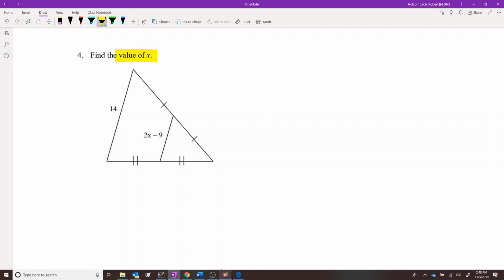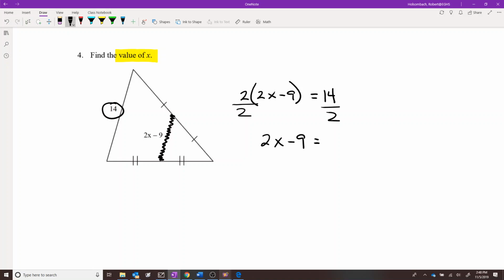Alright, we're finding the value of x in this problem. This segment right here connects two midpoints, so it's called a mid-segment. So two of your mid-segments are equal to the third side, which is 14. If you divide both sides by 2, your 2x minus 9 is going to be equal to 7. You can add 9 to each side. Your 2x equals 16, and you can divide by 2. X is equal to 8.